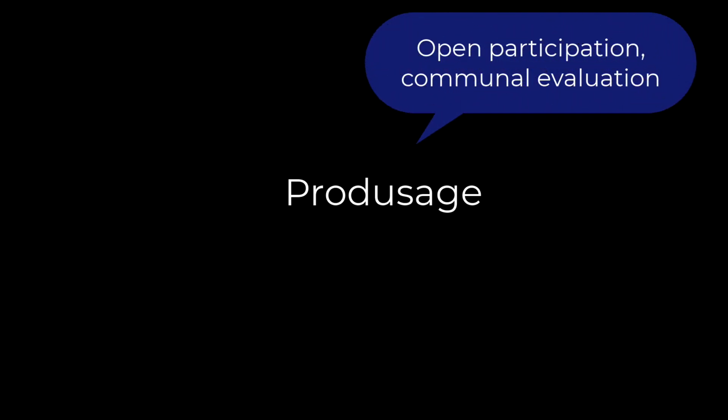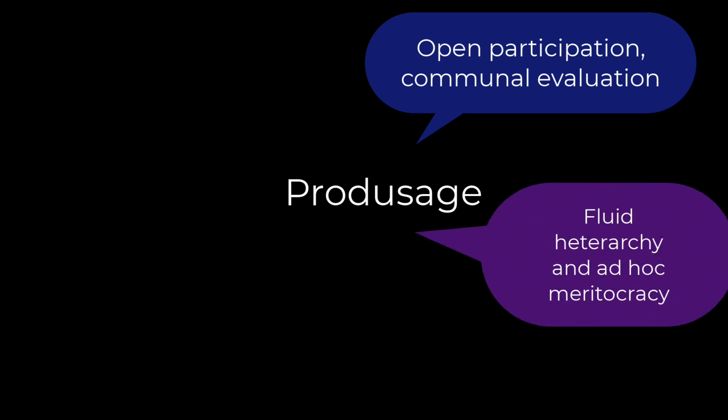Bruns developed 4 key principles of produsage. First is the principle of open participation. The idea of open participation and communal evaluation centers on the idea that anyone in the community might contribute. Communities are considered highly inclusive and heterogeneous. Second is the idea that you should have fluid hierarchy and ad hoc meritocracy. This is the idea that the communities are based on your own input and expertise. Different people might be called on at different times when their expertise aligns with a project. It's not a top-down situation.